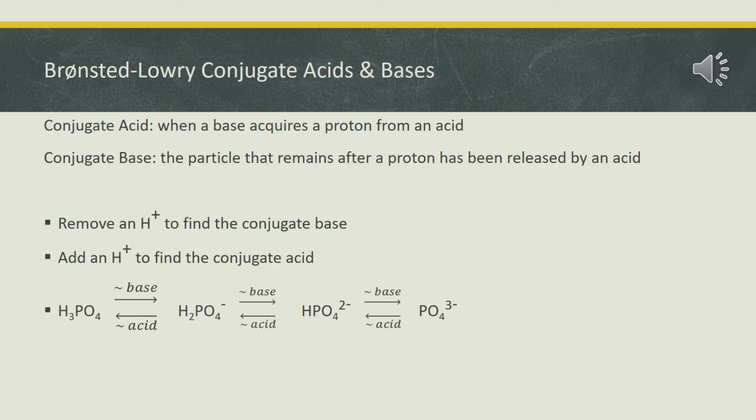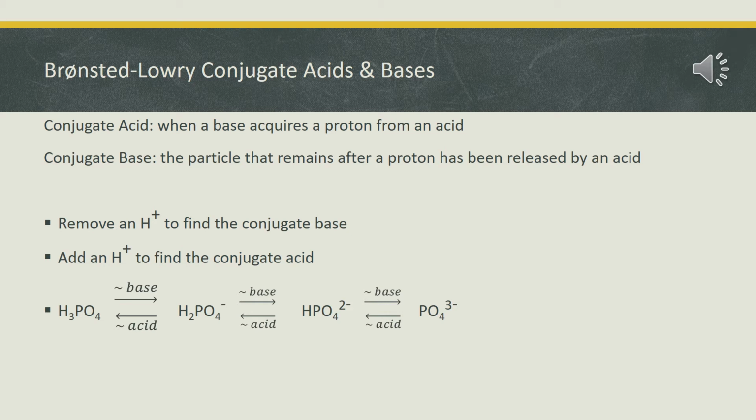Of all those previous definitions for acids and bases, one that is very useful to us is Bronsted-Lowry, because from his definitions we can create conjugate acids and bases. In other words, the opposites. So what is a conjugate acid and base? Well, a conjugate acid is formed when a base acquires a proton from an acid. So we're taking something that's a base and it's gaining that H+. The conjugate base is the particle that remains after a proton has been released by an acid. So you take something that's an acid, take away the H+, and we have what's called the conjugate base.